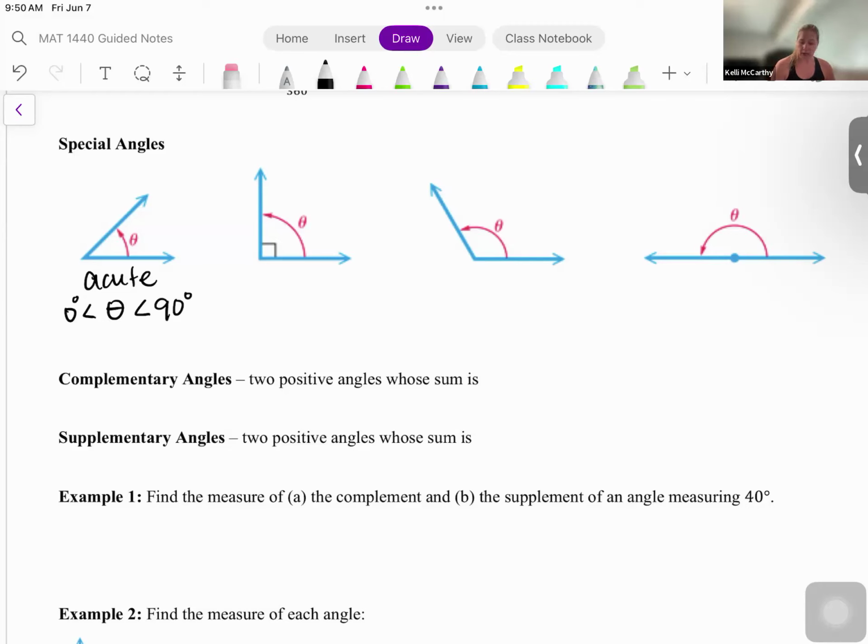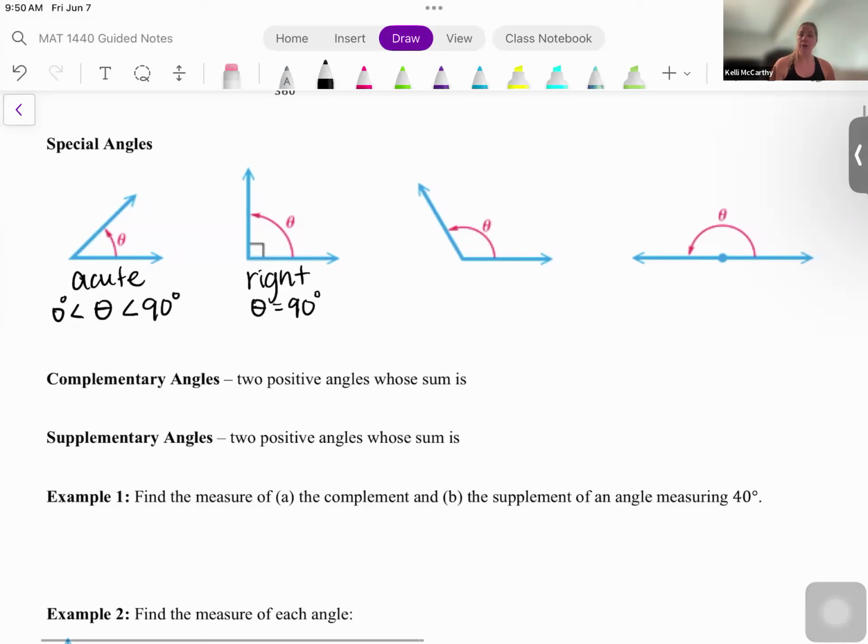The next angle, denoted by this small square in the bottom corner, is a right angle. A right angle has a measure of exactly 90 degrees. Our next angle is a little bit bigger. This is called an obtuse angle. An obtuse angle has an angle measure between 90 and 180 degrees exclusive.